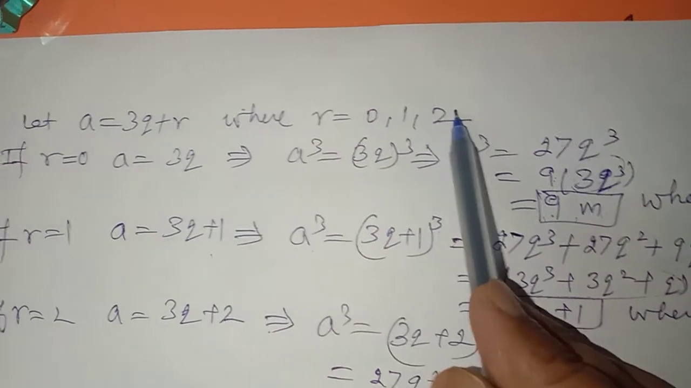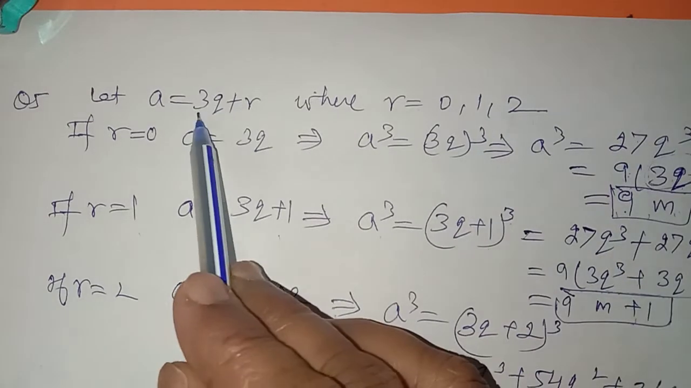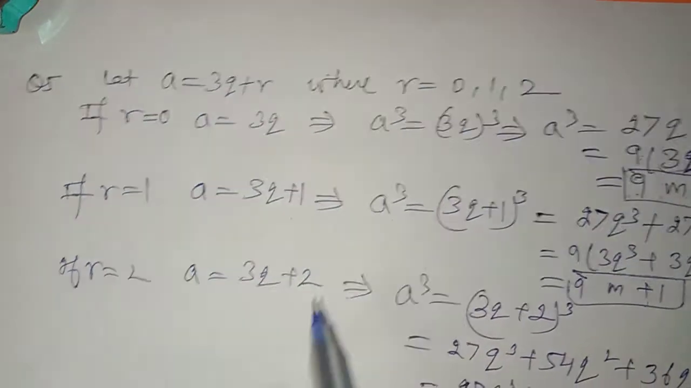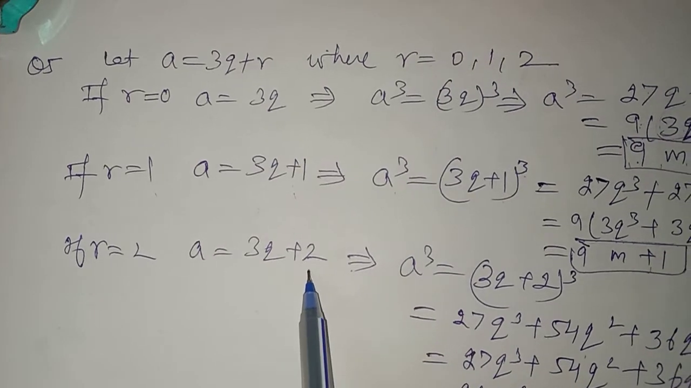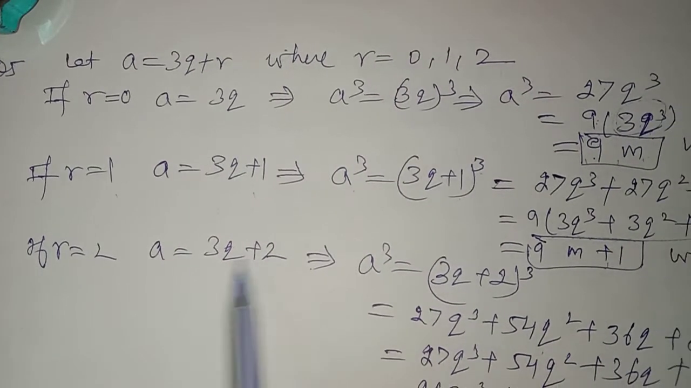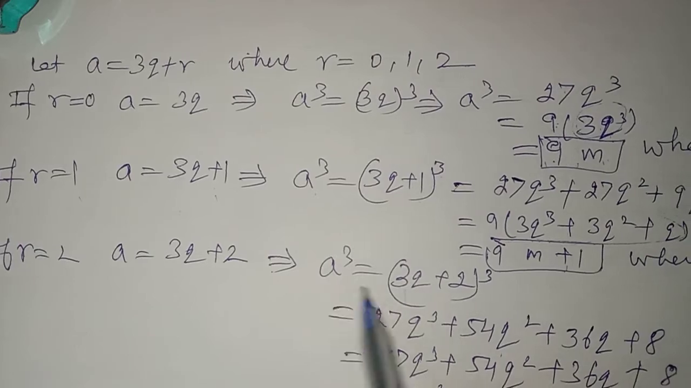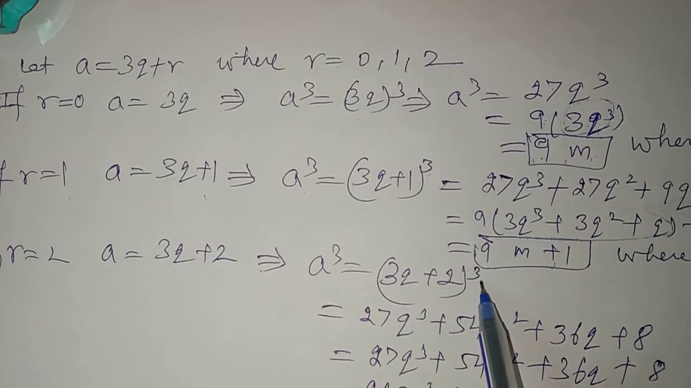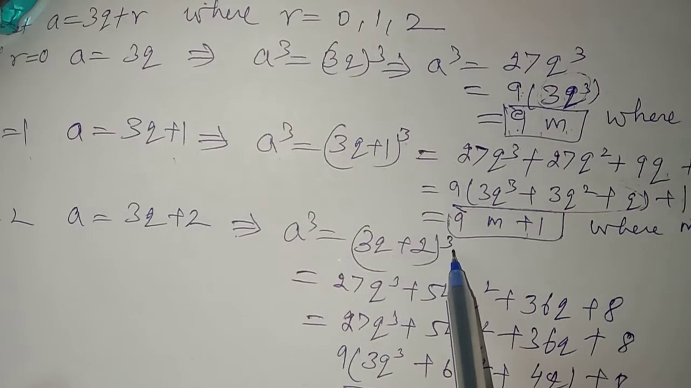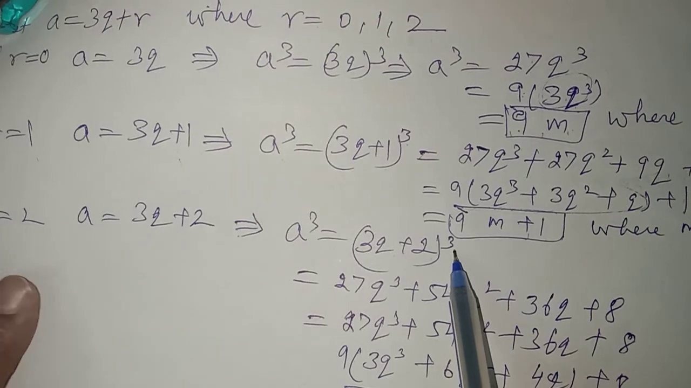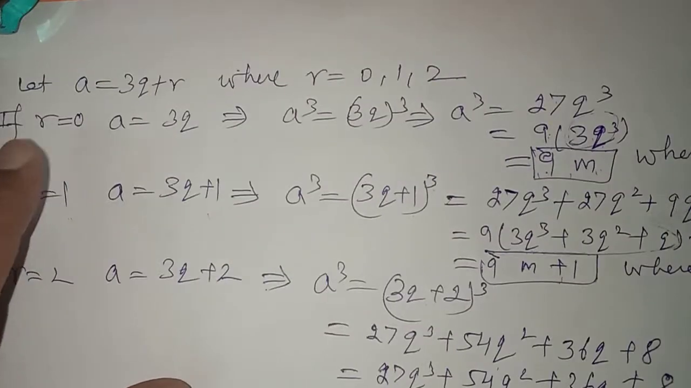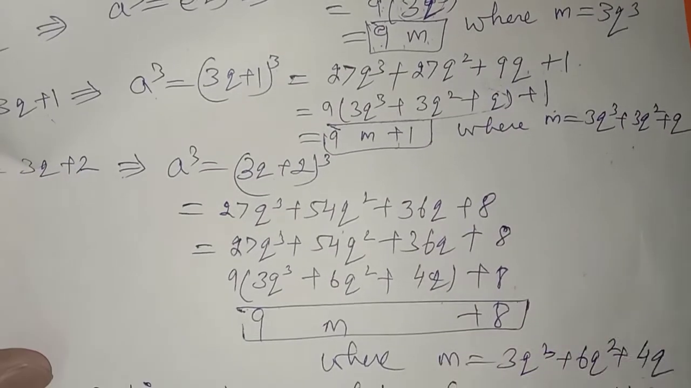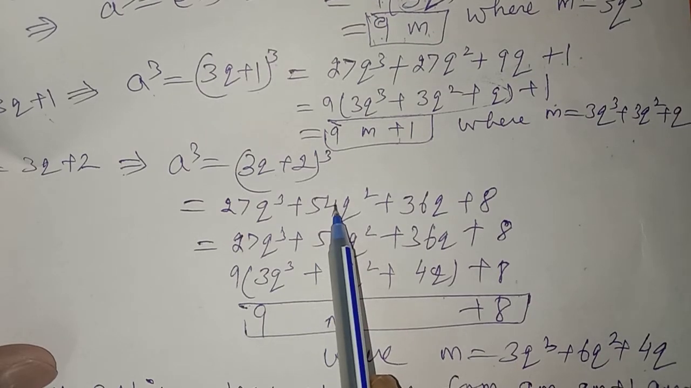Now let r is equal to 2. The value of r can be 0, 1 or 2 because the divisor here is 3. So if we take r as 2, it means a is equal to 3q plus 2. Cubing both the sides again, it will be a cube equals the whole cube of 3q plus 2. Take the whole cube carefully. Take your own time to find the cube: a cube plus b cube plus 3a square b plus 3ab square.